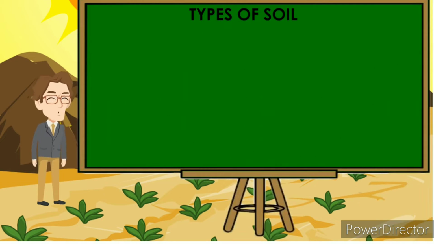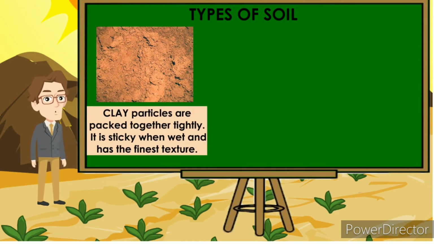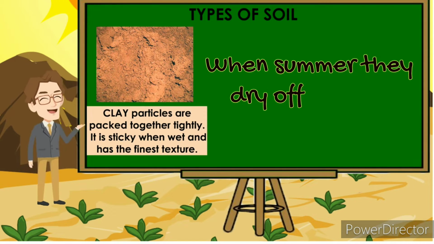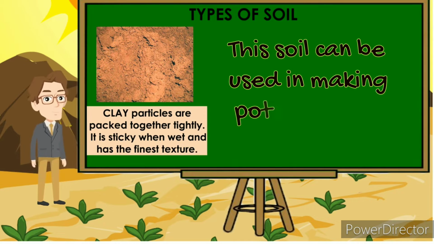Let us first discuss clay. This type of soil is made up of very small rock particles that are closely packed together. When wet, it holds a lot of water and gets sticky. In the winter, clay soils are wet and cold, and in the summer, they dry up. This soil can be used in making pots.